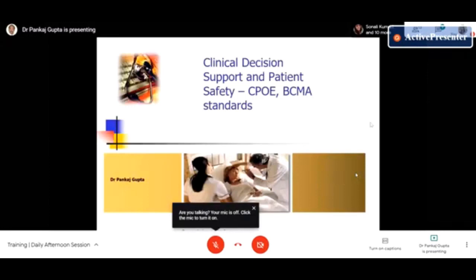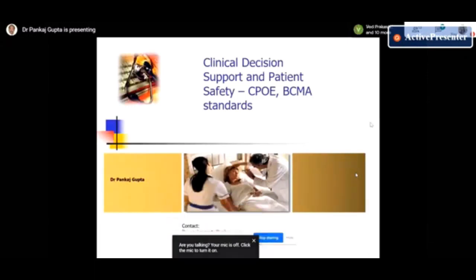So the topic for today is CPOE and BCMA. These are high-level concepts. Most of you would not have heard or seen CPOE and BCMA in this part of the world because the implementations of CPOE and BCMA are very few in emerging markets. Most of it is in the developed world. But it's important to understand what CPOE and BCMA is and why it is so high on the hierarchy in terms of maturity model.